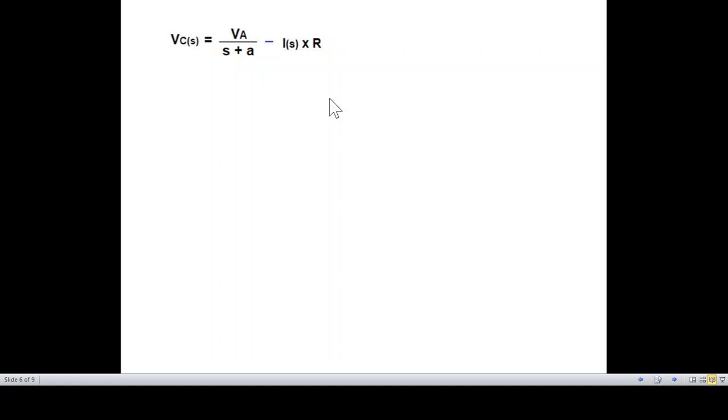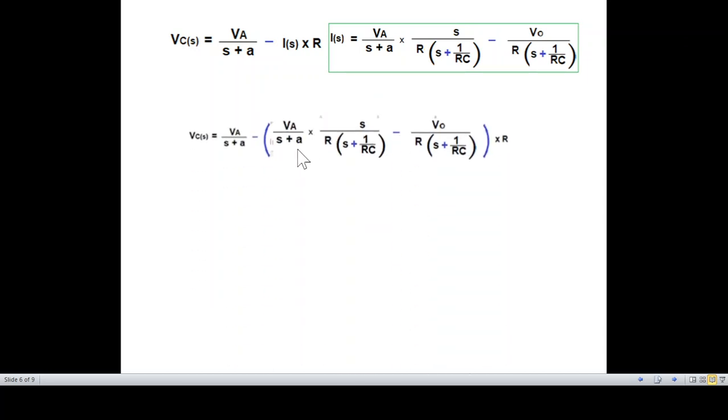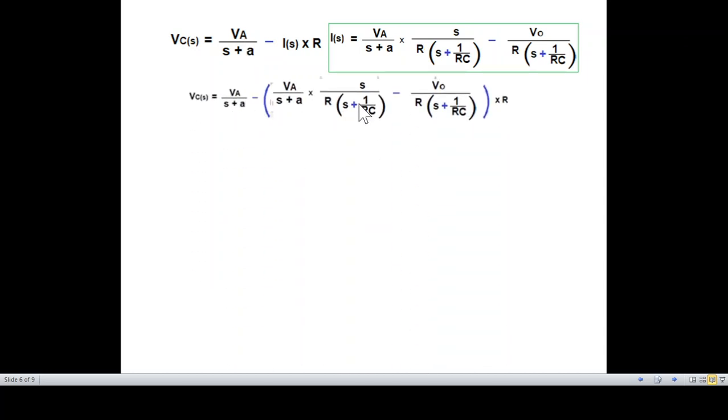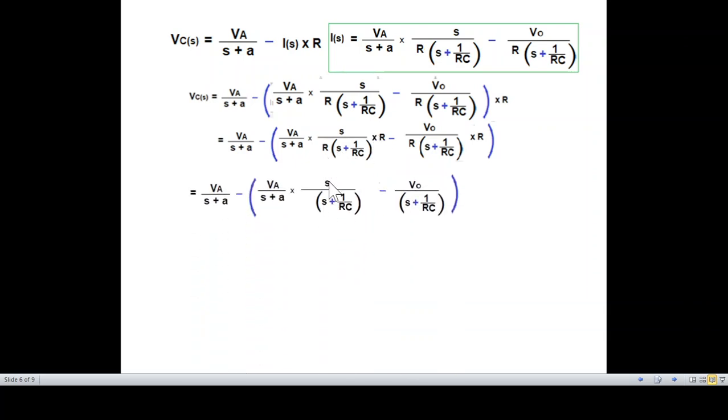Now we need to put in the value of IS, which we calculated to be like this, and then we'll simplify. So this, the current multiplied by R, and then bringing R inside, and here again we'll now simplify. So this R gets canceled, we are left with this, and the same here.